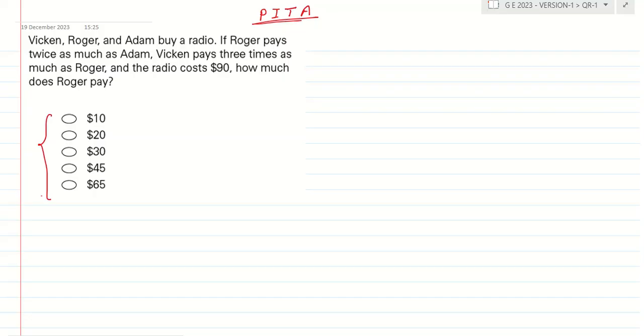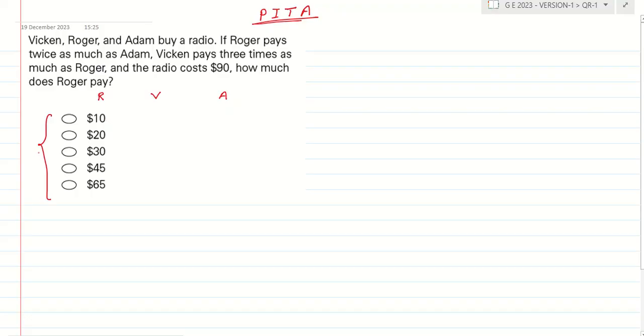There are 3 members: Weekend, Roger, Adam. They're buying a radio. Roger is paying twice as much as Adam. Weekend is paying 3 times as much as Roger. The total cost of the radio is $90. How much does Roger pay? So whatever option is given is for Roger, isn't it? Yes. Weekend also, Adam also. If Roger is paying $10, we'll see which is my correct answer.